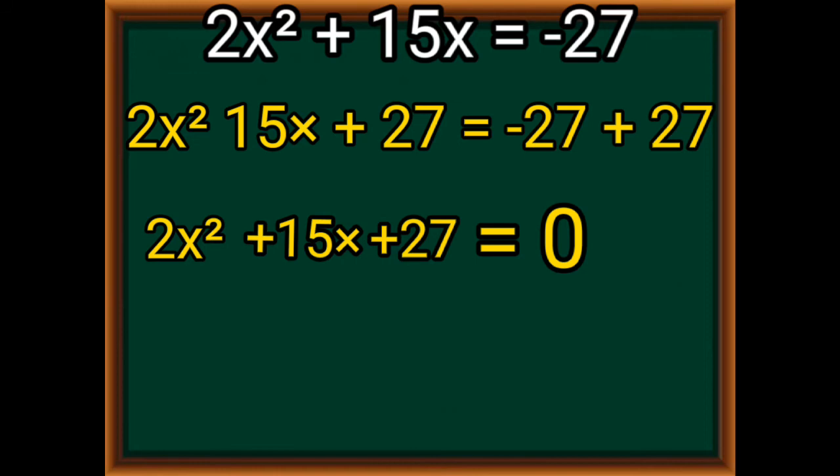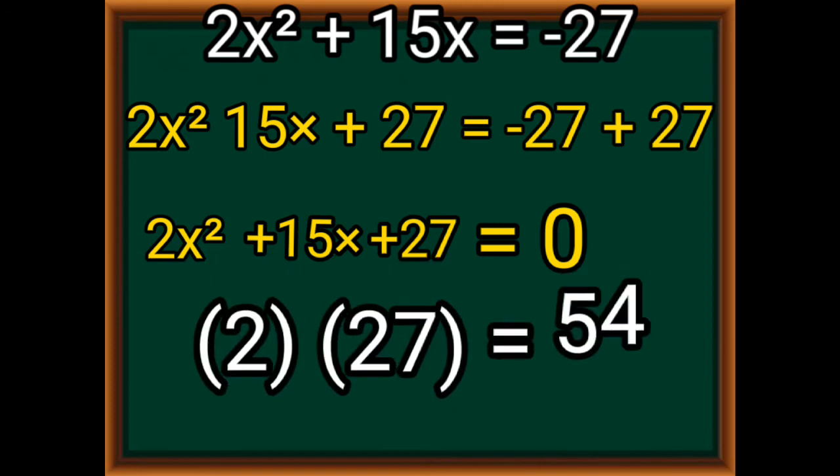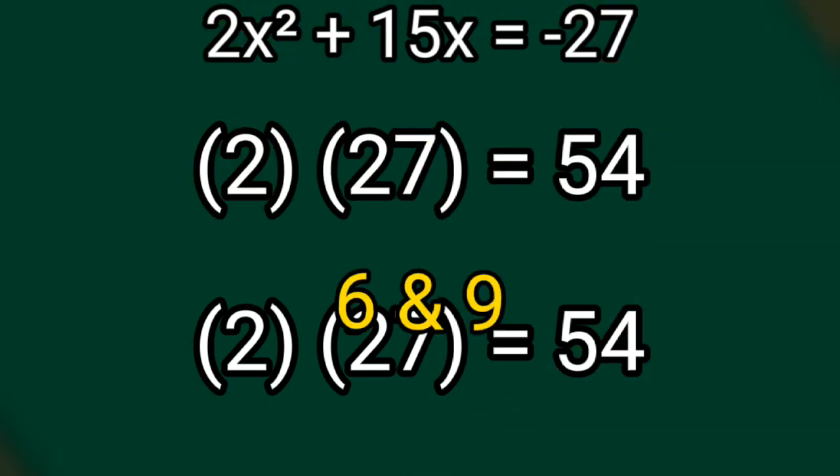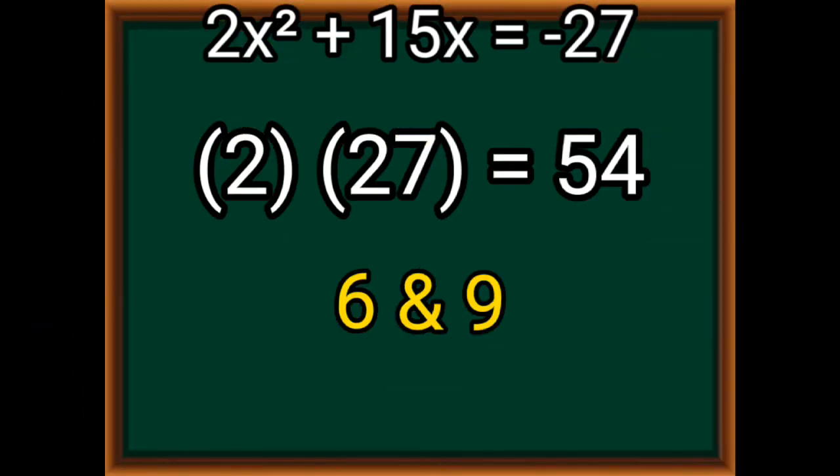Multiply the constant term by the numerical coefficient of the quadratic term, which is 2. So, let's multiply 2 times 27. 2 times 27 equals 54. Now, we have the product 54. We will find the factors of 54 that add up to 15. So, what exactly are the factors of 54 when the sum is 15? If 6 and 9 is your answer, you are correct. 6 times 9, that is 54. 6 plus 9, that is 15.